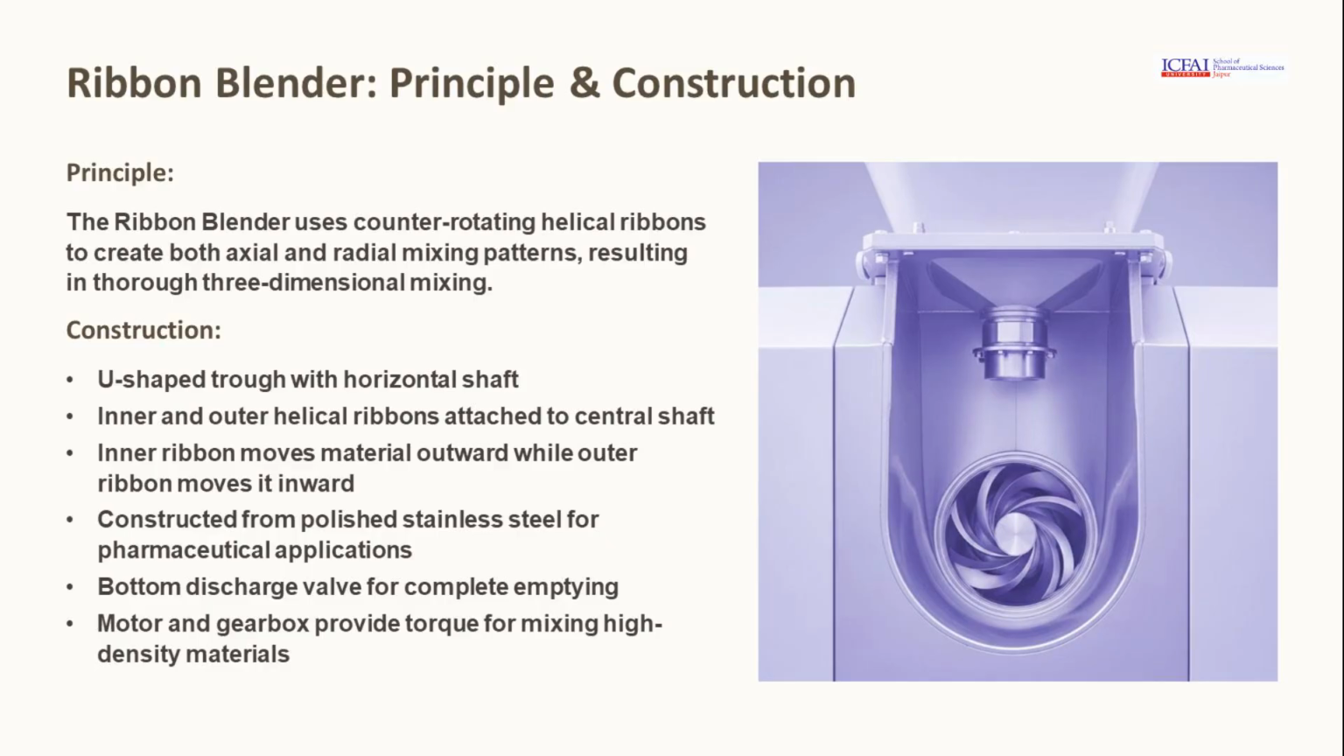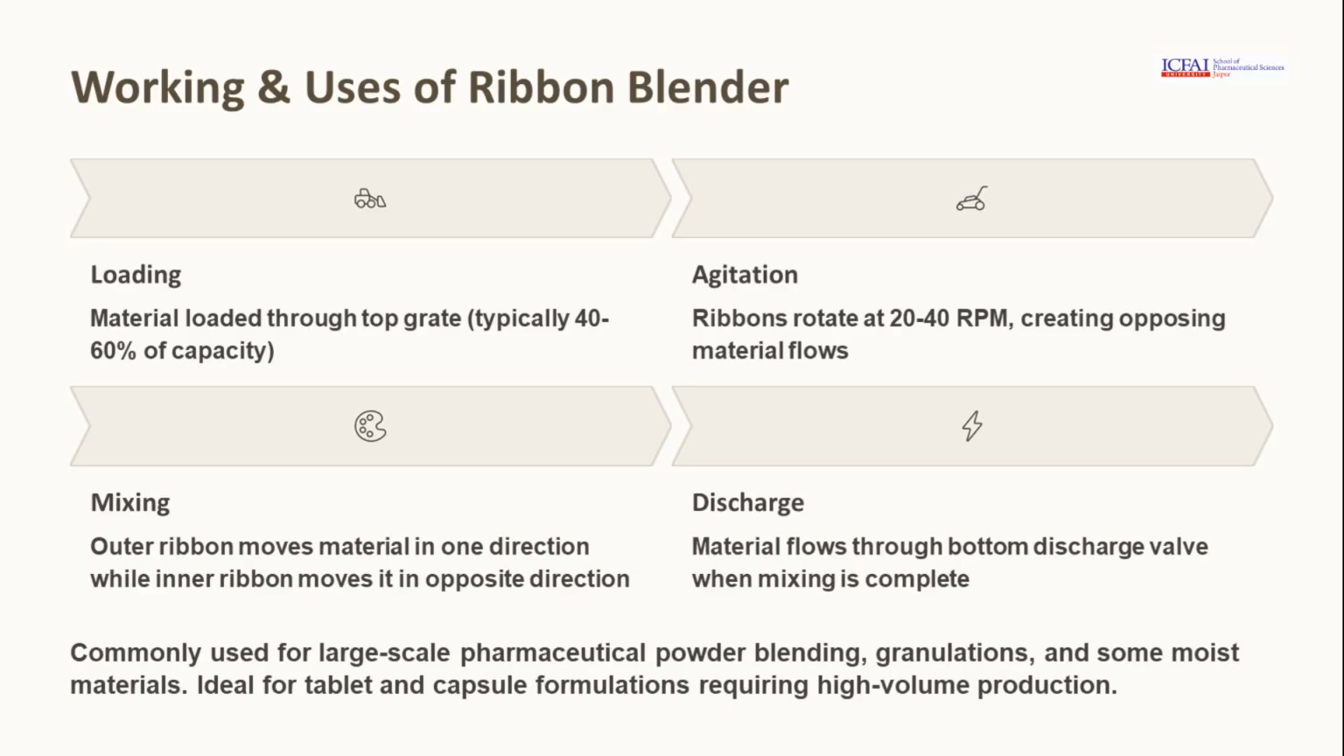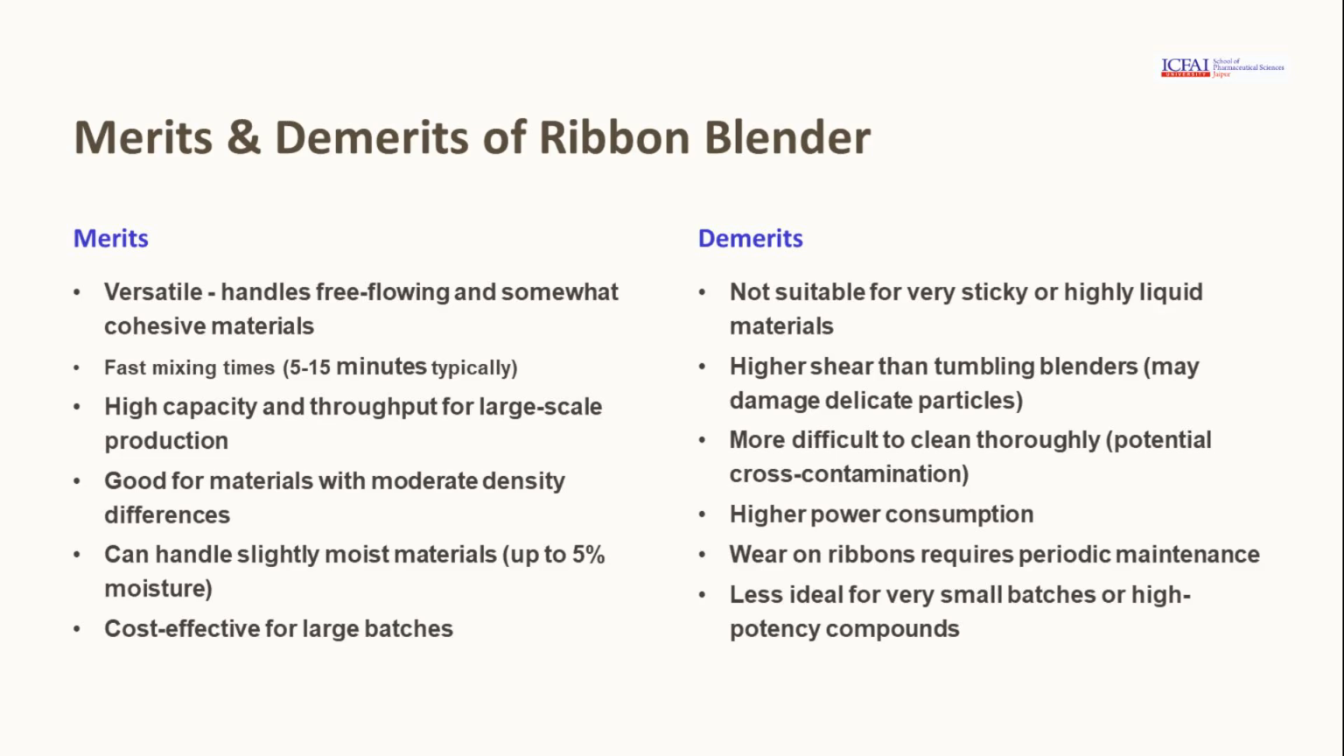The ribbon blender uses counter-rotating helical ribbons for three-dimensional mixing, constructed with polished stainless steel for durability. Ribbon blenders are ideal for large-scale pharmaceutical powder blending, with specific loading, mixing, agitation, and discharge processes. Ribbon blenders are versatile and cost-effective for large batches but require higher power and maintenance compared to simpler mixers.